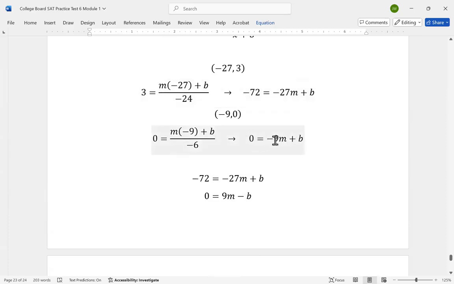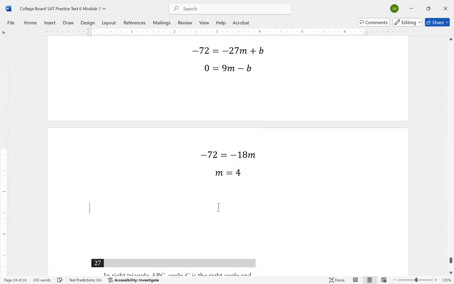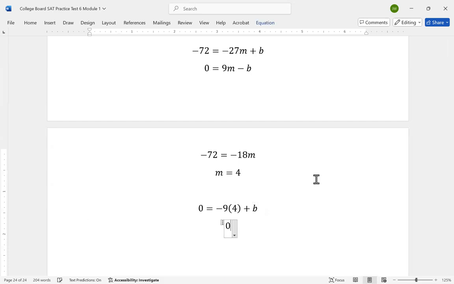0 equals negative 9 times m plus b is probably the easiest one to plug it into. 0 is equal to negative 9m plus b. Now that I know that m is 4, I replace the m with the number 4, and that gives me 0 equals negative 36 plus b, or b is 36.